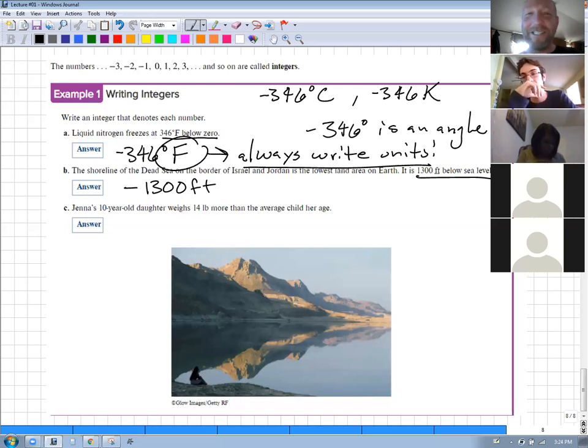All right, here we go. Jenna's 10-year-old daughter weighs 14 pounds more than the average child her age.